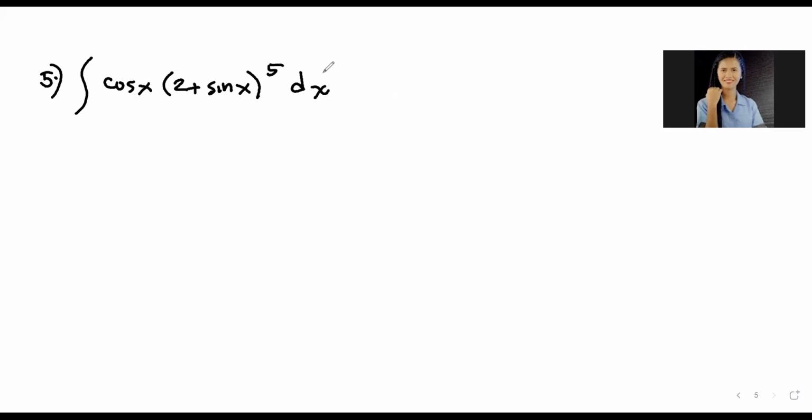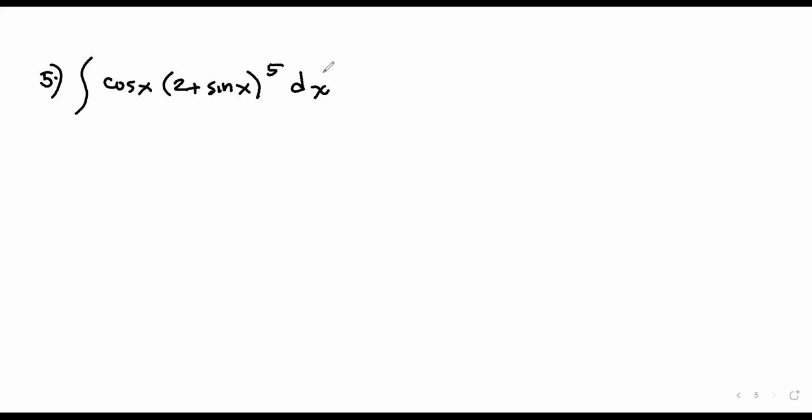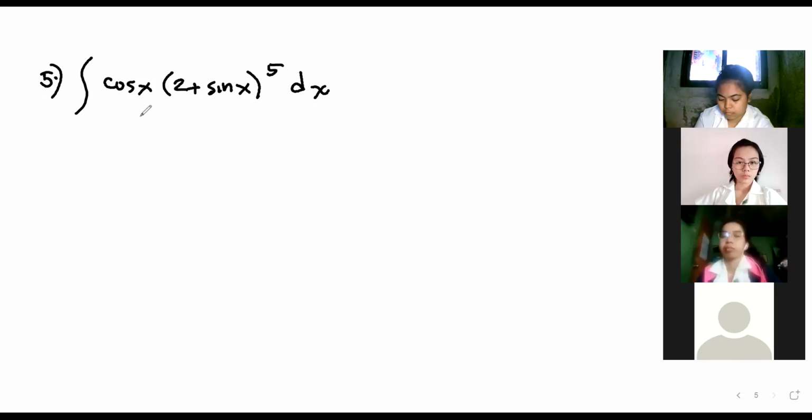Number 5, the integral of cos x, the fifth power of 2 plus sin x dx. As I said earlier, the substitution rule is like the chain rule, in a way, because we use it when the given has a radical form or a high power. So using the substitution rule, because we have a high power, our u is always the base with the high power or the one inside the radical. So therefore, for number 5, the given is the integral of cosine x, the fifth power of 2 plus sine x dx.